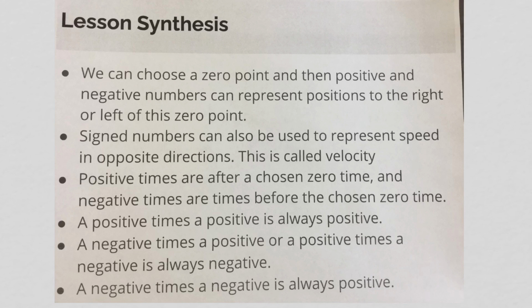Lesson synthesis. We can choose a 0 point, and then positive and negative numbers can represent positions to the right or left of this 0 point. So for example, we defined east today as being our positive, and our west was negative. Signed numbers can also be used to represent speed in opposite directions. Speed in a direction is called velocity. Positive times are after a chosen zero time, and negative times are times before the chosen zero time.